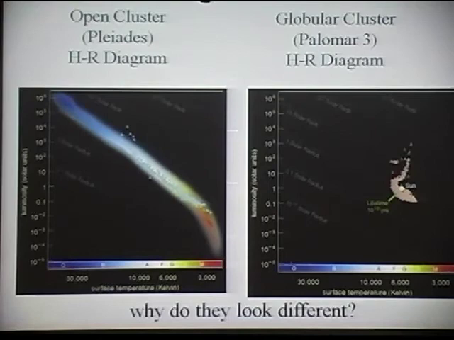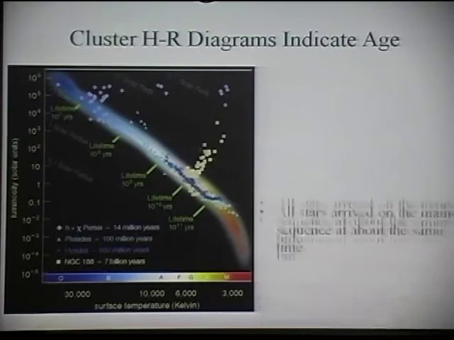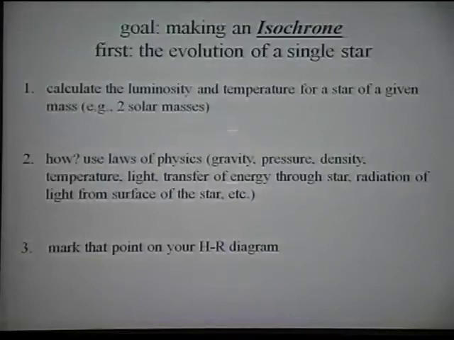We've seen this plot a bunch of times before. I think I have sort of a cartoon for you. What astronomers will call an isochrone means same age or same time.